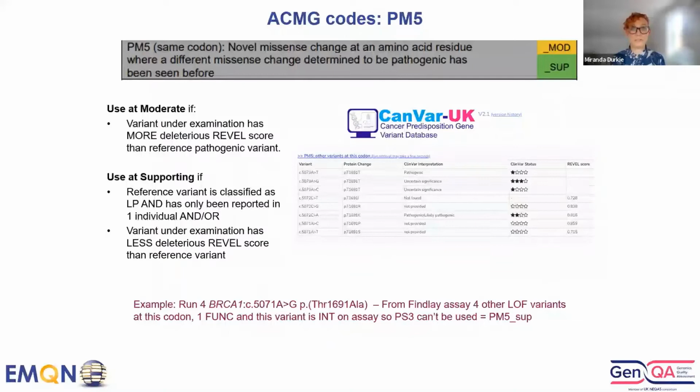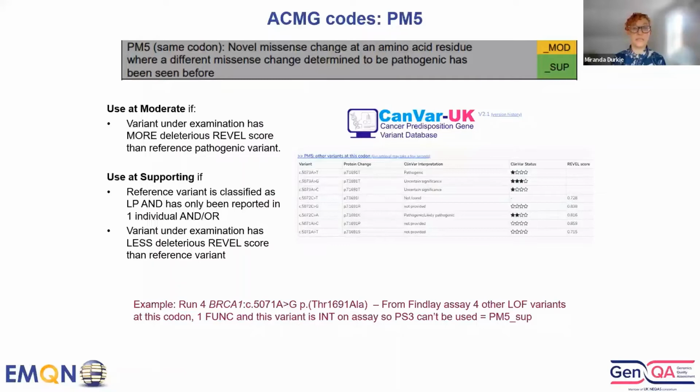This is where you find a missense change, and there's been another pathogenic missense change reported at that same codon. Based on work that's been published by the CanVIG group, looking at the Findlay assay, we would use it at moderate if the variant you're looking at has a more deleterious REVEL score than the previously reported pathogenic variant. However, we would use it at supporting if you've got a less deleterious REVEL score, or it's been reported as likely pathogenic in another patient, or only been reported in one individual. Basically, it's best to err on the side of caution because patients can have very life-changing treatment on the basis of these results. A good example from this is from run 4, where we had a BRCA1 missense variant, p.Thr1691Ala.